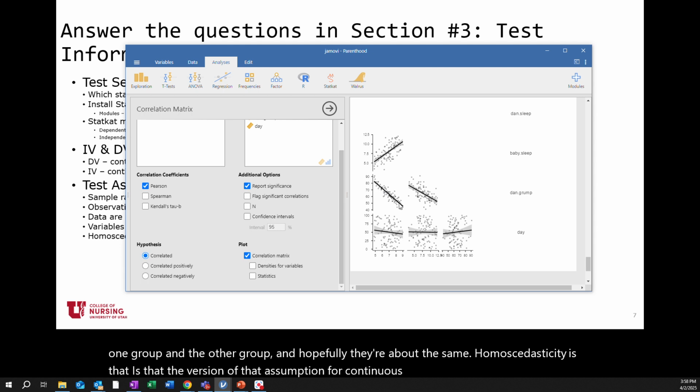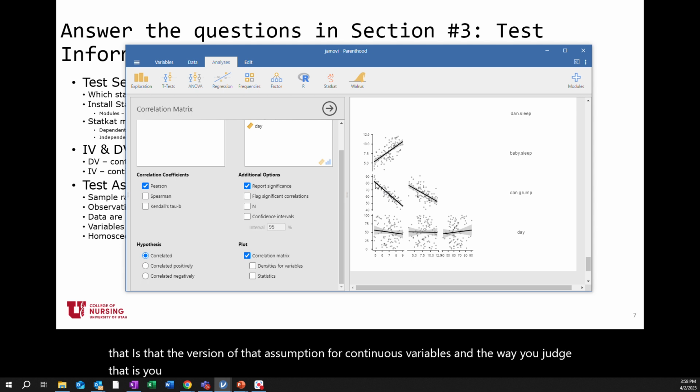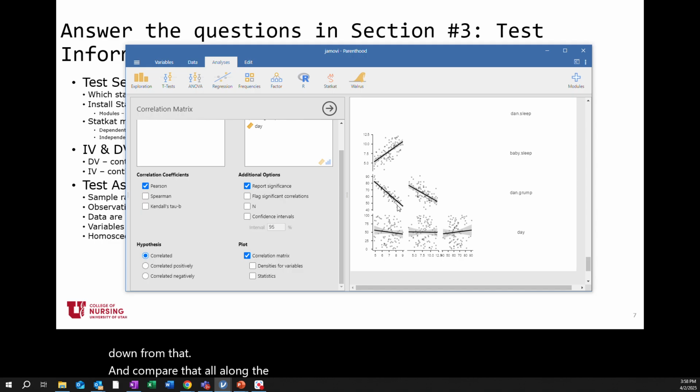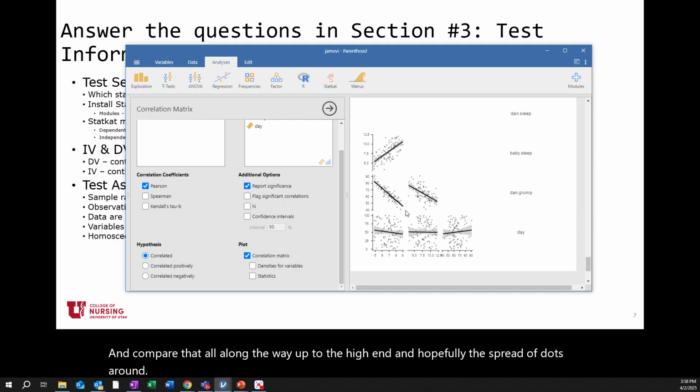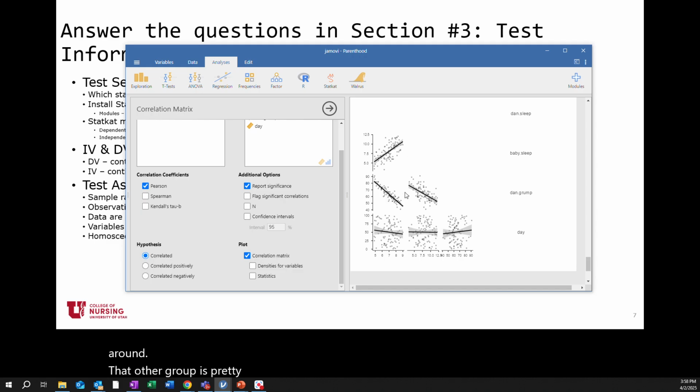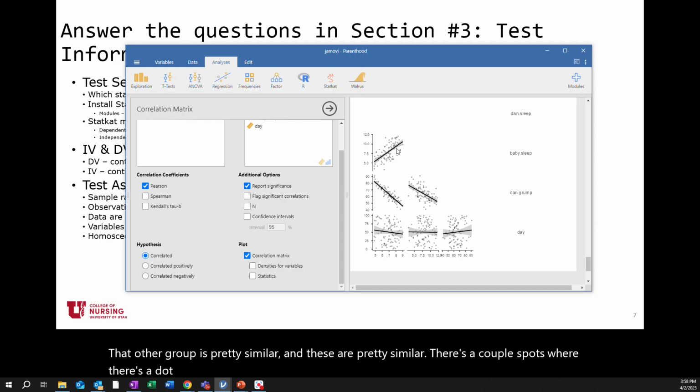And the way you judge that is you look at the low end, the x-axis, and see how much the dots are spread up and down from that, and compare that all along the way up to the high end, and hopefully the spread of dots around that other group is pretty similar. And these are pretty similar. There's a couple spots where there's a dot up or down. You don't need to worry about that.